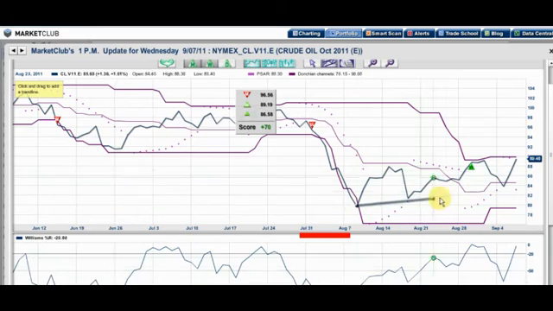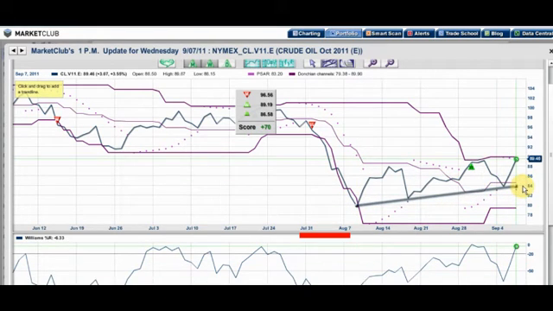Let me just put a trend line in here, which I think will be a very important one. So certainly the 84 level is a key level to watch here. Breaking that level would indicate another potential move down.